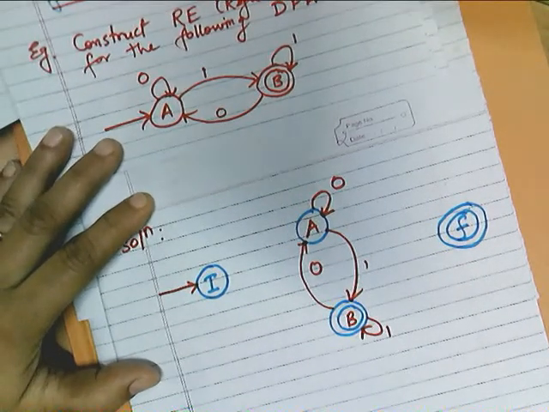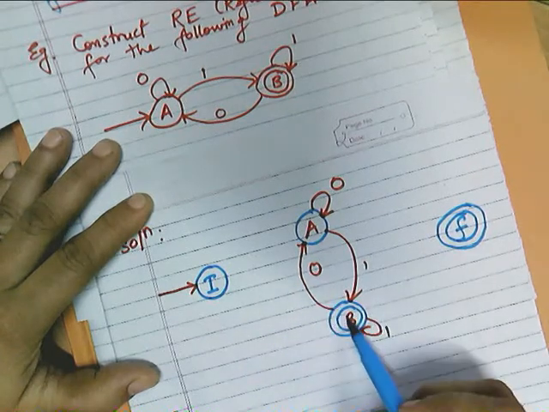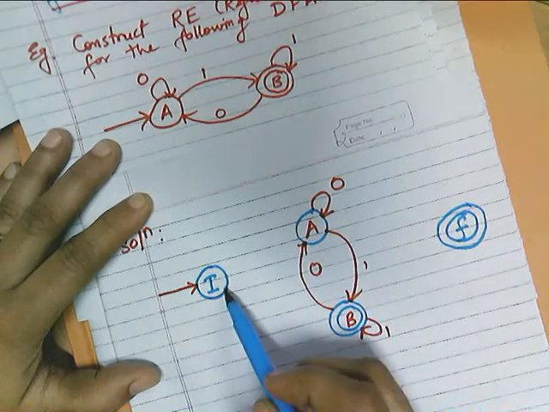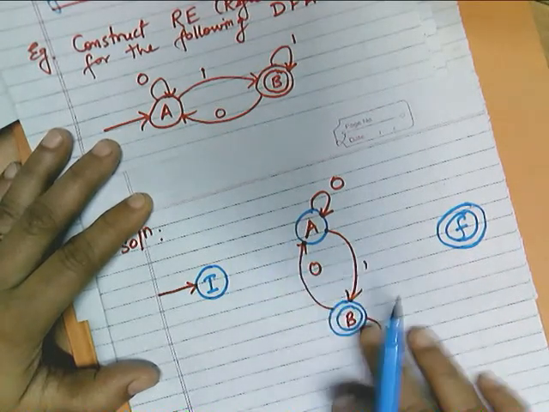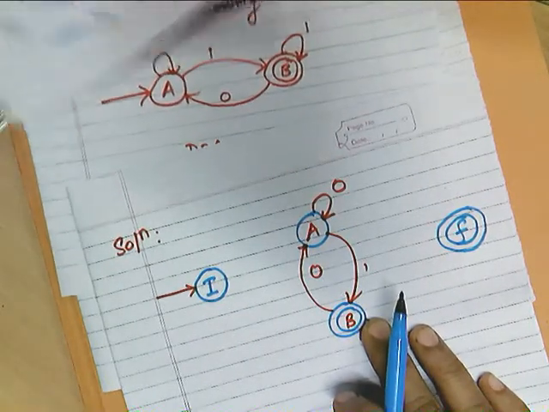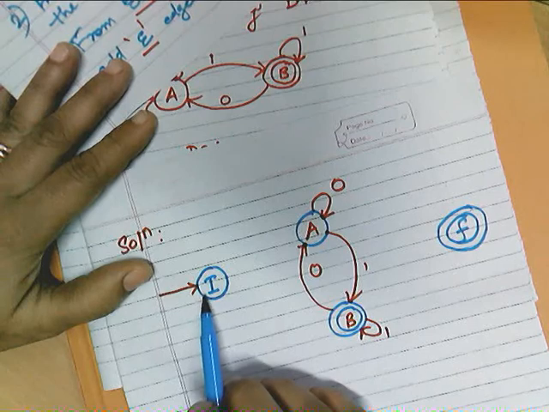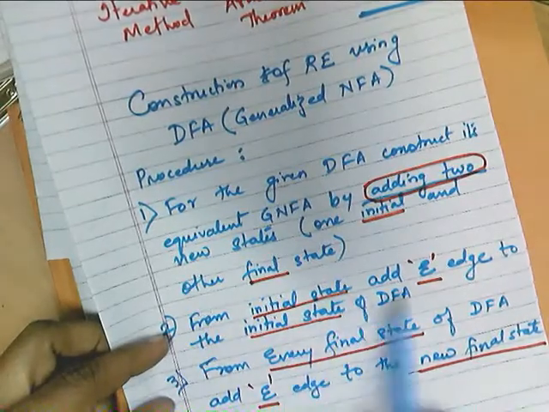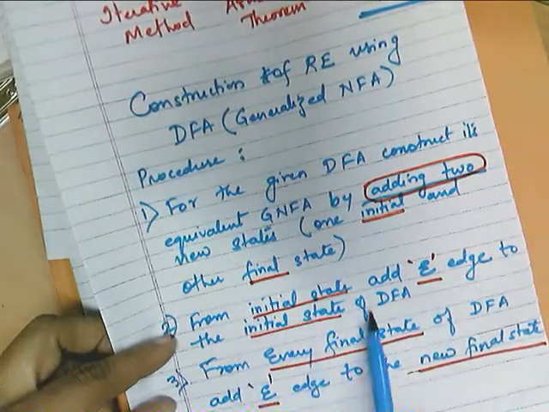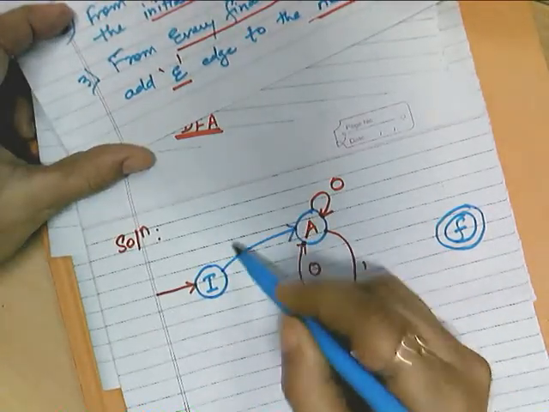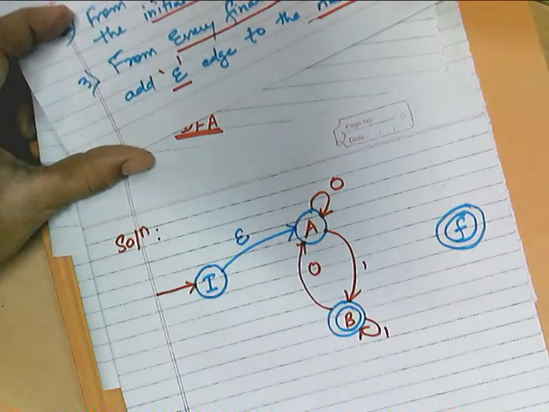Now here, as you can see, we have to make this a final state, and this is your initial state. So what is written in the first step? It is written, for the given DFA, construct equivalent GNFA by adding two new states. So we have added these I and F new states. And what is the next point? From the initial state, add epsilon edge to initial state of DFA. So I have to add an edge with the epsilon.